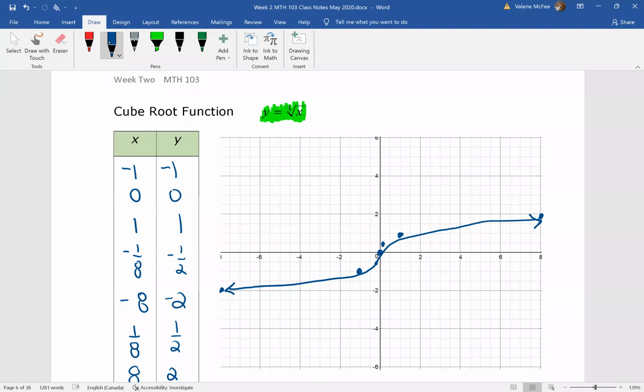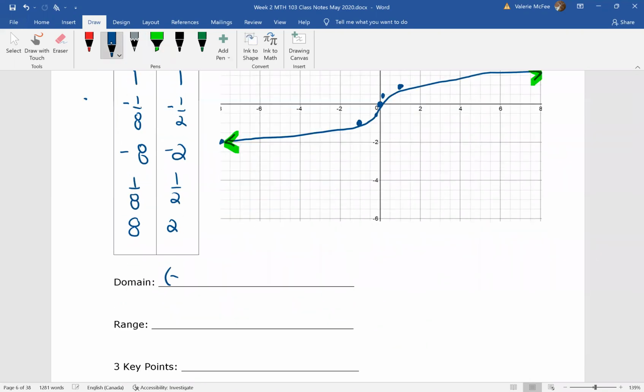I hope you used positive and negative 1/8, positive and negative 8. We can find the cube root of each of those numbers. And I don't think I've mentioned before that it's important on these graphs that you have your arrows on the end where it is appropriate. The graph doesn't stop at the ordered pair (8, 2). It can keep going to (27, 3) and all of the points in between.